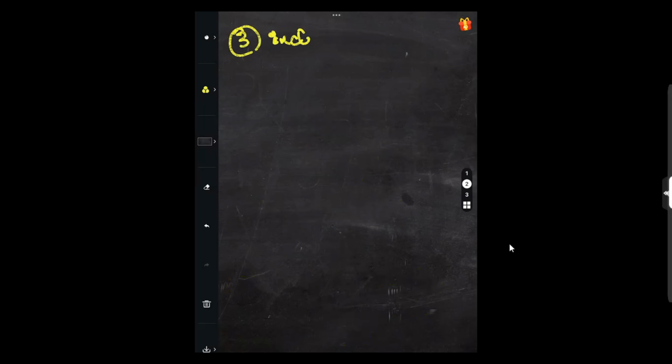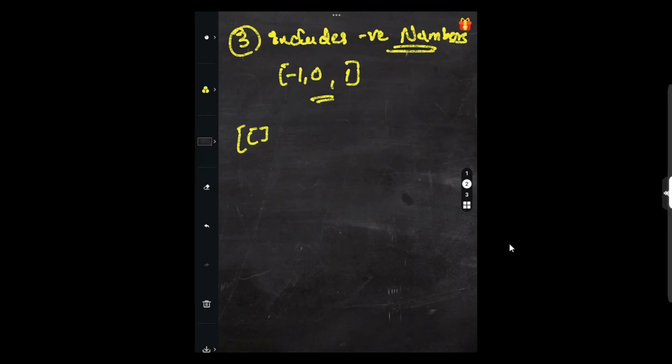Nothing but includes negative integers or negative numbers here. This has to include negative numbers. So I'll just consider here -1, 0, and 1 as input. So the output will be here in this case. You can just try it out in the same way that I showed for the example.